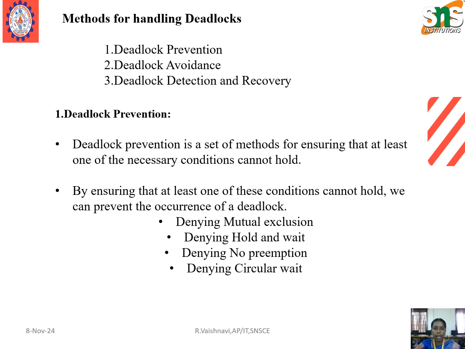Next one, methods for handling deadlock. The first one is deadlock prevention, second is deadlock avoidance, third is deadlock detection, and then deadlock recovery. First, deadlock prevention. Deadlock prevention is a set of methods for ensuring that at least one of the necessary conditions cannot hold. By ensuring that at least one of these conditions cannot hold, we can prevent the occurrence of deadlock. For this, we have to deny mutual exclusion, deny hold and wait, deny no preemption, and deny circular wait.